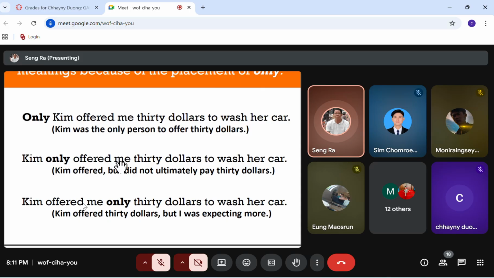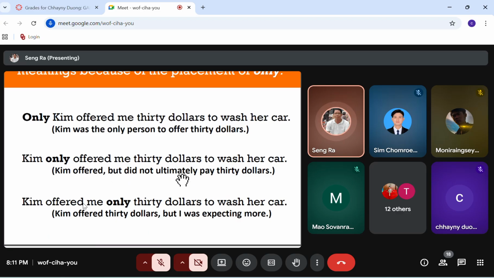Kim only offered me $30 to wash her car. She only offered, but she did not ultimately pay $30. She just offered, like, if I give you $30, would you wash my car? For $30, would you? So she only offered. There's a difference between offer and pay.